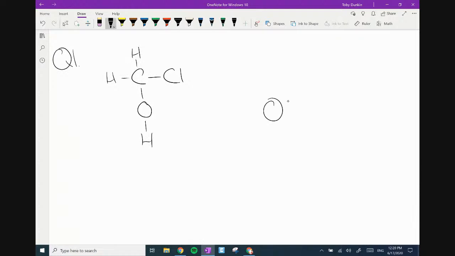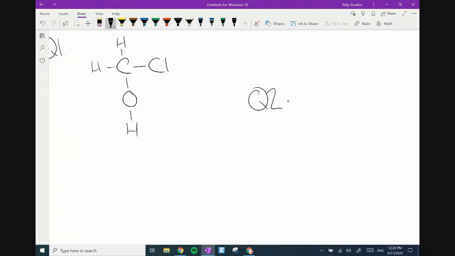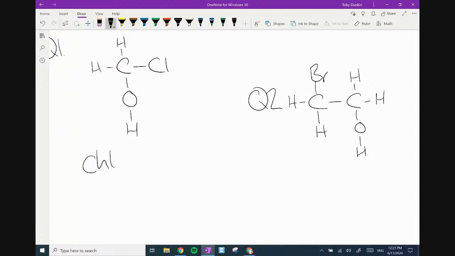So guys, name that one, please. Number two. Chloromethanol. Well done. Look at that. Con's on it, Rue's on it, Ashley's on it, Shan's on it, Ruby's on it, Kieran's on it. This is amazing. Well done. This is chloromethanol. It gets quicker the more you do it. And it even sounds right. Yeah, bromoethanol. Love it.